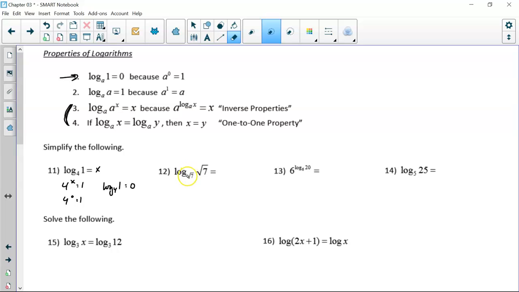Log base square root of 7 of square root of 7. Because of this property right here, the second one, those are going to undo each other. We're just going to be left with 1. They're going to cancel each other out. And you can also think about it in this way. If you put it like equals x, it's the square root of 7 to the x equals the square root of 7. The exponent has to be a 1.